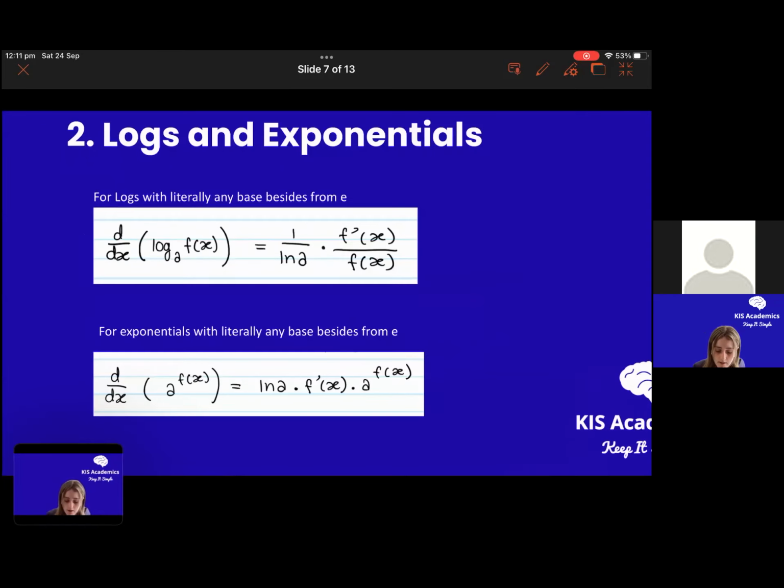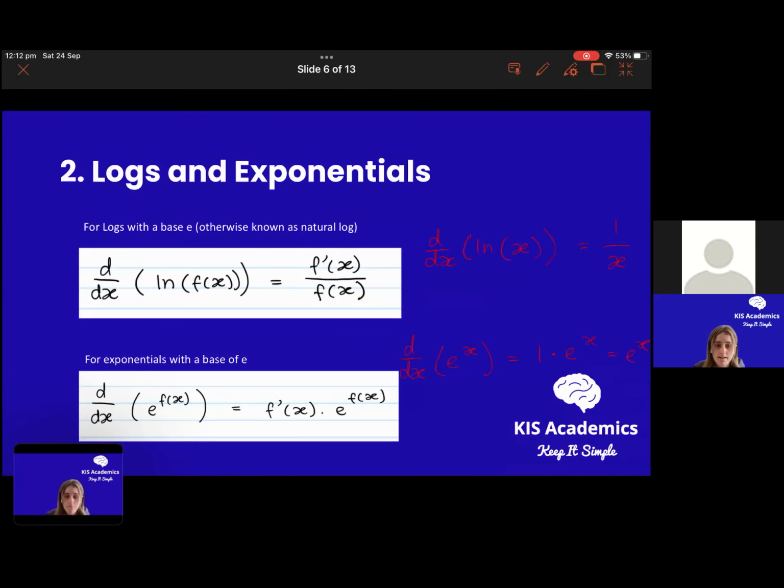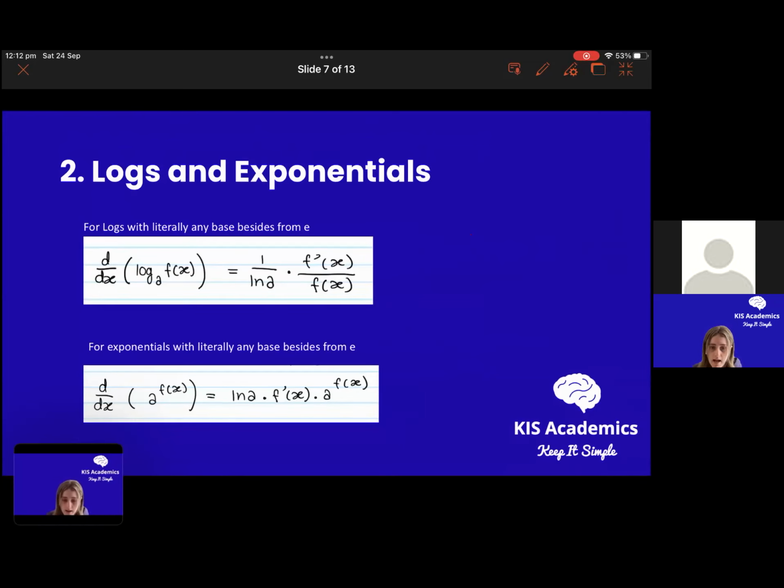We've got our basic rules here with what we need to know, and then we've got the ln a. So for any base that isn't e, what you're going to have to do.